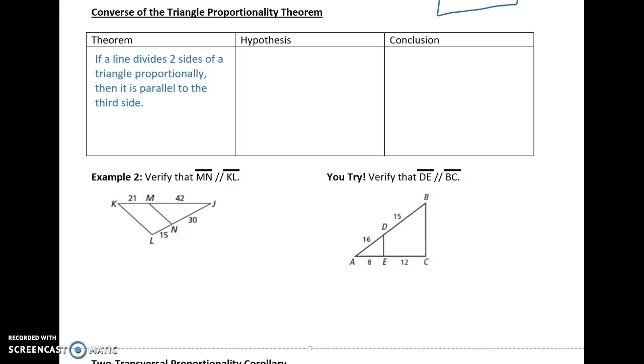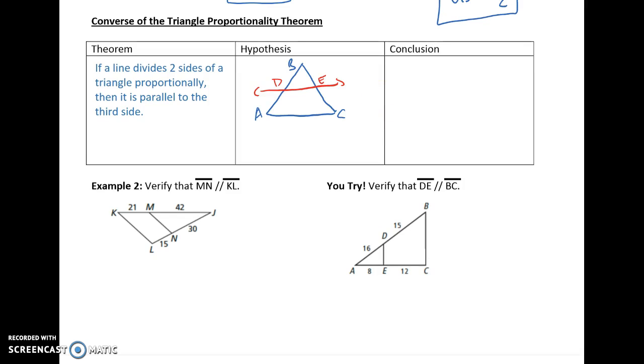So if a line divides two sides of a triangle proportionally, and that could be a line or a line segment, then that line is parallel to the third side. So let's see how this changes what we're given and what we can conclude. So you'll see how the diagram is still very similar. It's pretty much the same thing.